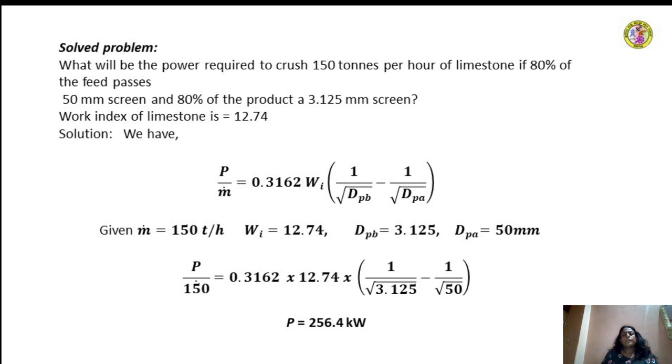Now write down the statement. P by m dot is equal to 0.3162 Wi into 1 by square root of dPb minus 1 by square root of dPa. The average screen size can be taken as the particle size of feed and product respectively. So dPa is 50 and dPb is 3.125 millimeters.